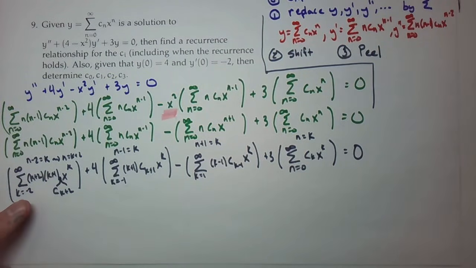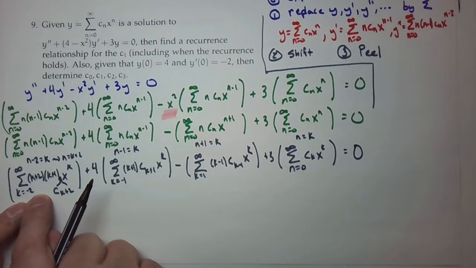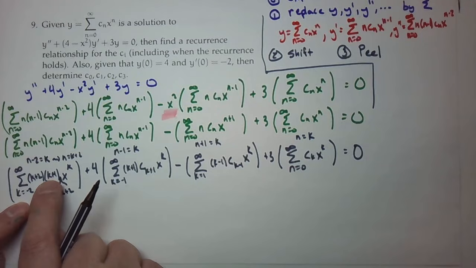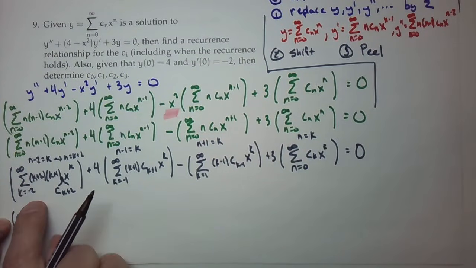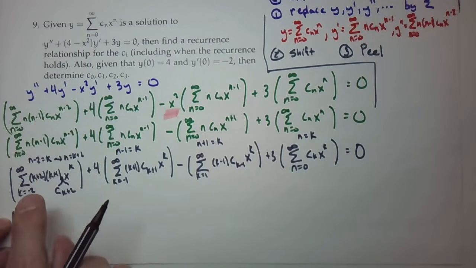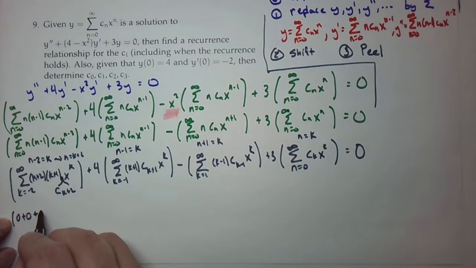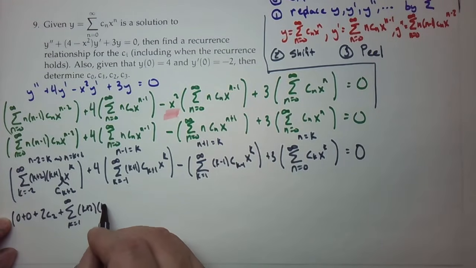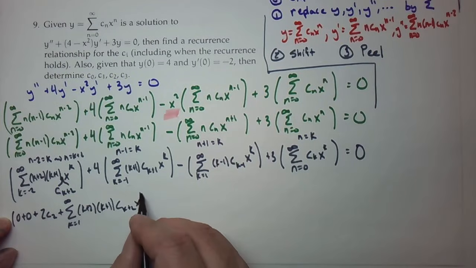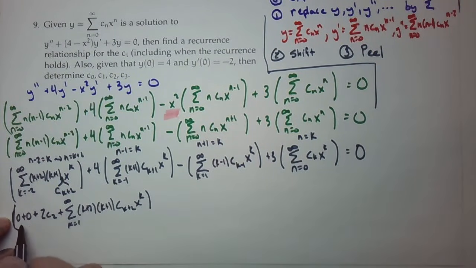So let's start with this sum. Plug in -2. What comes out? 0, because of the k plus 2. Plug in -1. What comes out? 0, because of the k plus 1. Okay, so this starts as 0 plus 0 plus. Plug in 0. What comes out? 2 times 1 times c2, x to the 0. So that's 2c2. And then you're up to 1. 1 to infinity, k plus 2, k plus 1, c sub k plus 2, x to the k. Okay, so this is our peel. Pulling off the first few terms until we get to the common start. And the common start is whichever one has the last start.